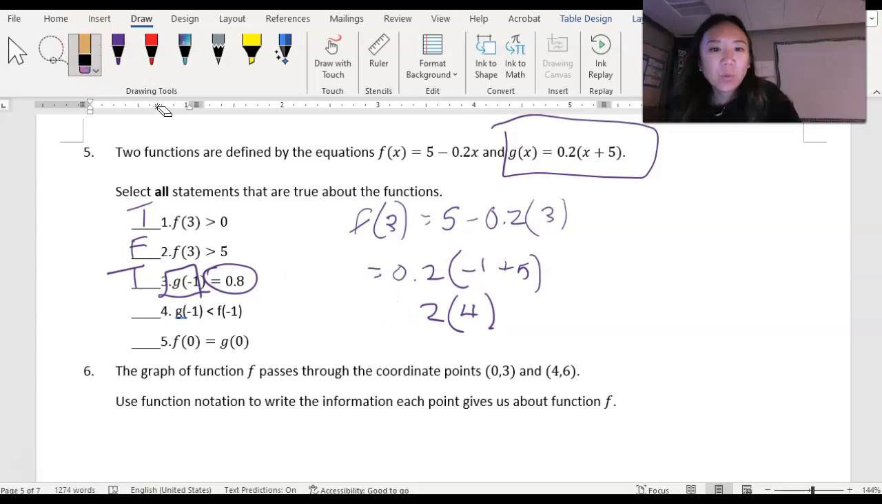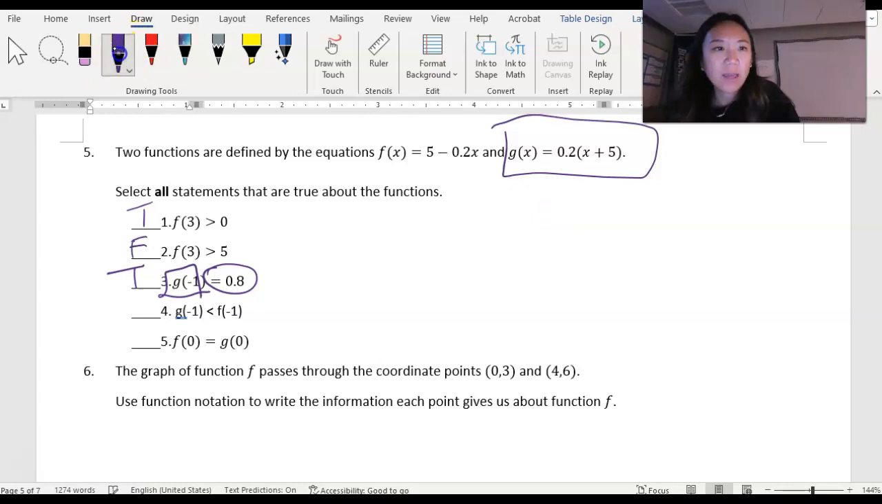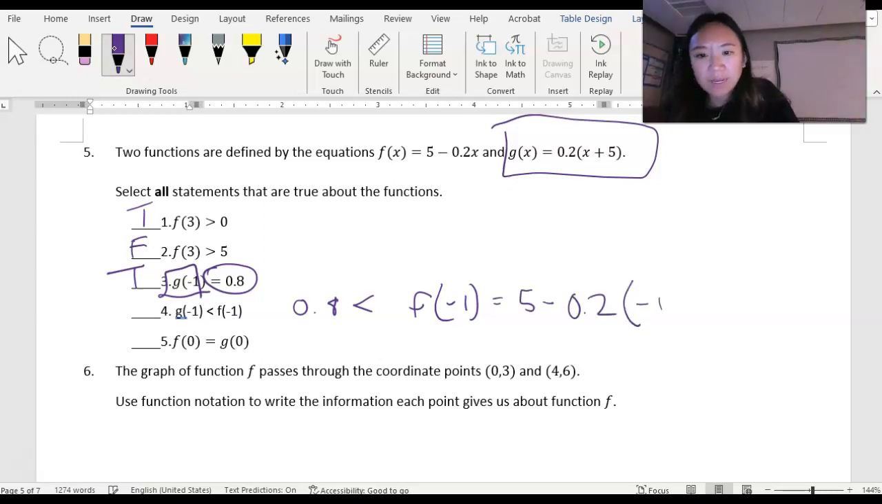Okay, so for the next one, the way that this is different is we're plugging in numbers for f of x and g of x. So we have -1, so g of -1, which we actually just did, is 0.8. And then we're comparing that with f of -1. So f of -1 equals 5 minus 0.2 times -1, which will be 5 plus 0.2, because a negative times a negative gives me a positive, so it'll be 5.2. So 0.8 is less than 5.2, so this is also true.